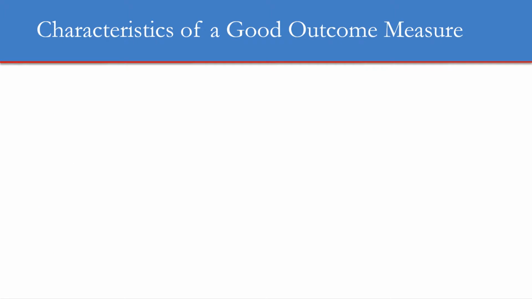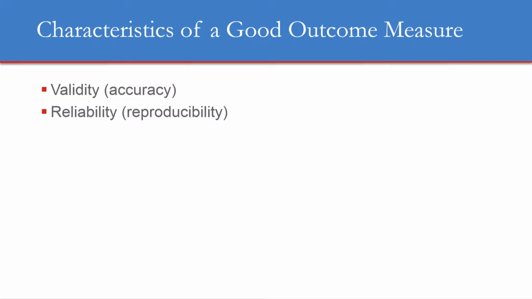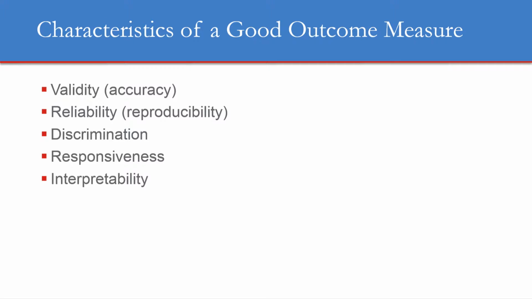Let's examine the characteristics that make a measure a good candidate as an outcome for a clinical trial. For a measure to be a good outcome measure, it has to be valid or accurate, reliable or reproducible, discriminant, responsive, interpretable, feasible, and suitable to be used in a statistical analysis. We will now describe each characteristic in more detail.